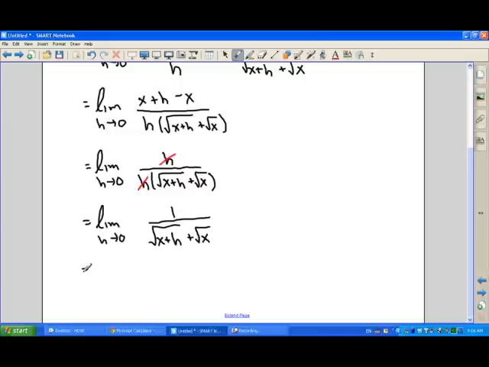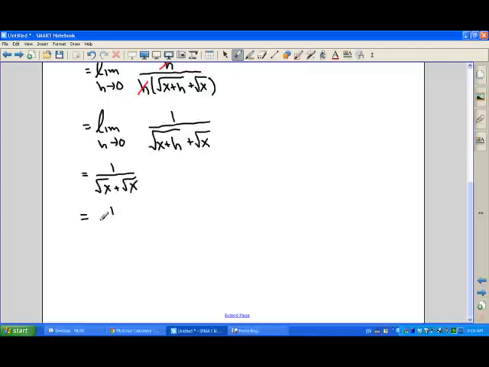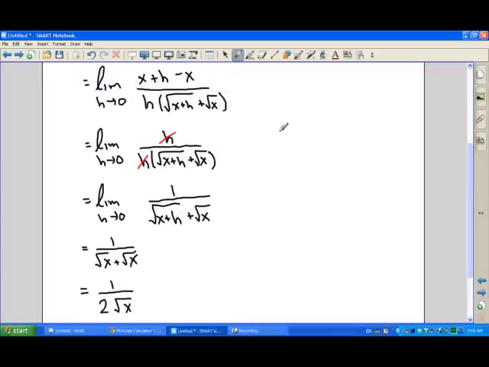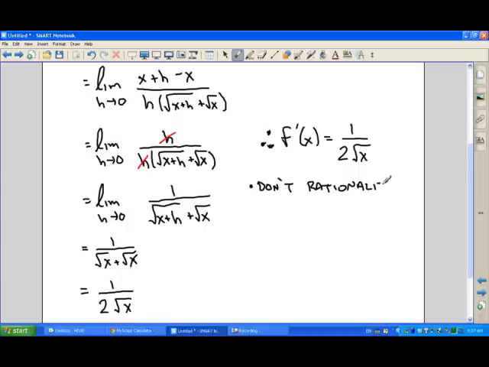If I then sub in h equals 0, I end up with 1 over the square root of x plus the square root of x, which becomes 1 over 2 times the square root of x. So I can summarize this and say that the derivative function f prime of x is equal to 1 over 2 times the square root of x. And as a rule of thumb, we don't rationalize derivatives.